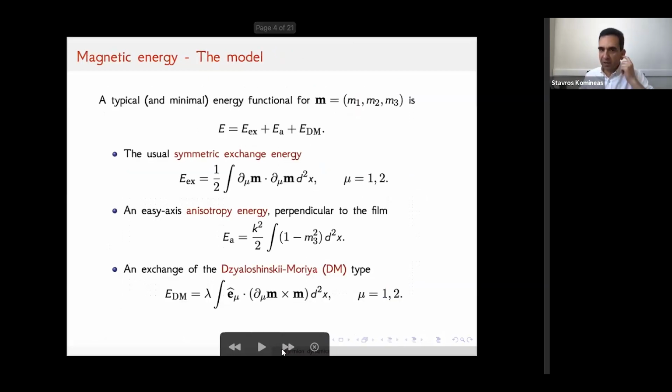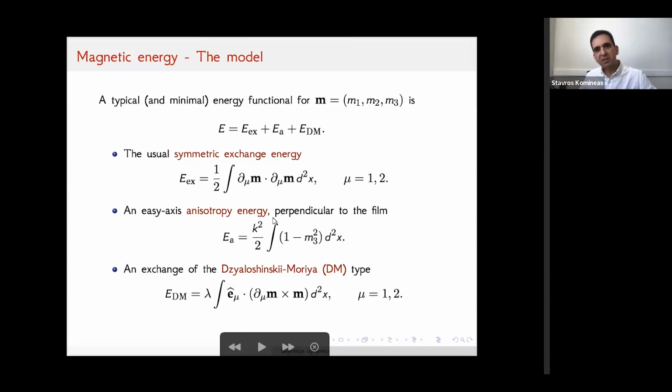Now, let me go to some relatively simple equations that we're not going to use too much, but it's good to know that this system is a physical system. It has an energy. The energy has three terms in this case: exchange, anisotropy, and what we call the DM term. The exchange interaction is a very typical thing. It shows up in many systems. This is the derivative of the magnetization vector squared in every direction in space, where mu is 1 or 2 directions in space, and that's the exchange energy.